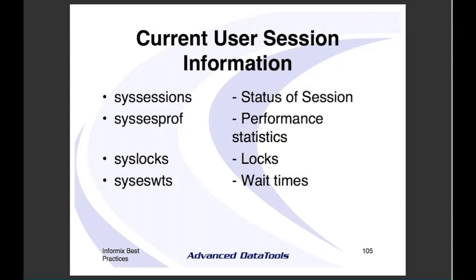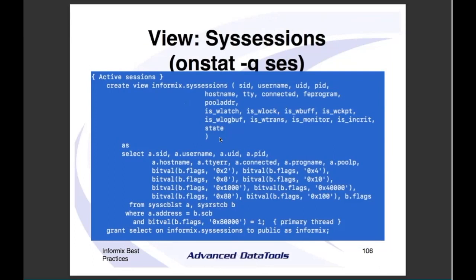Syslocks is, I think I told you this earlier, a 6-table join. There's a base table called syslocktab that doesn't have as much information as syslocks. This is about the only Sysmaster table I really tend to stay away from because it's so large. And it's much like onstat -k. Syswaits tells you how long a session's been waiting. And you do have to have the wait stats turned on in your onconfig to have data in there. Otherwise, it'll be empty.